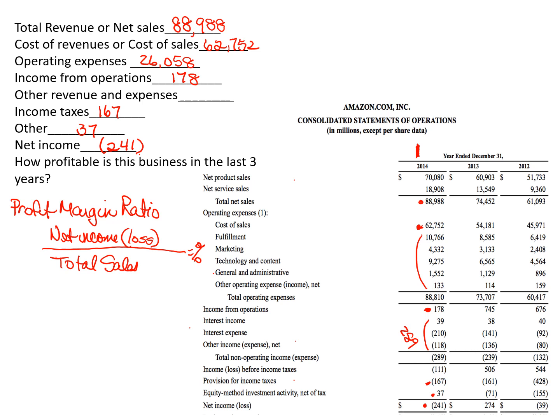Notice they have some other kind of weird items. That's because Amazon was acquiring a lot of businesses at the time to come up with their net income, and since it's in brackets, they had a net loss. So if I computed the profit margin for 2014, it would be a sad profit margin because it would be a negative percentage because it was a net loss, not a net income.